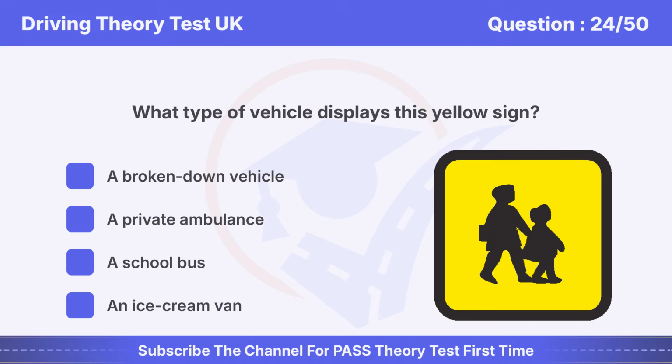Question 24. What type of vehicle displays this yellow sign? Option A. A broken down vehicle. B. A private ambulance. C. A school bus. D. An ice cream van.